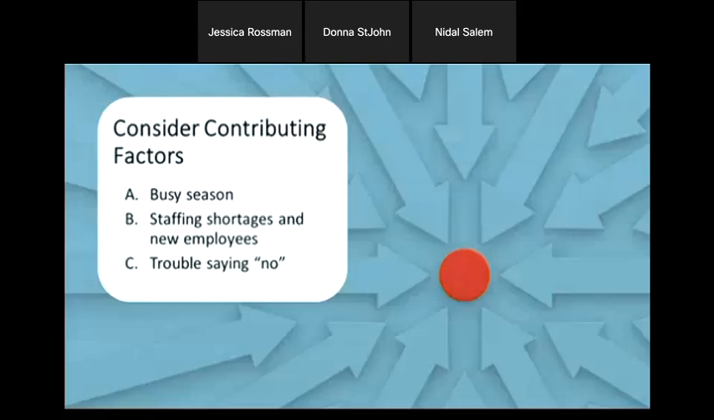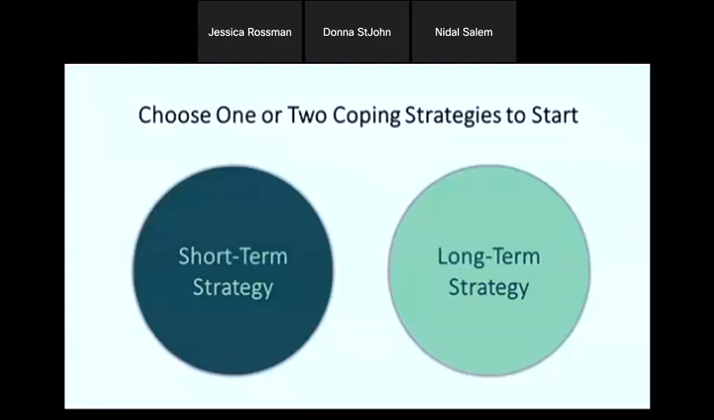Let's do this quick. First, identify the one main stressor in your life, and identify what the contributing factors are, and then recognize what's in your control, and then you can choose some healthy coping skills. I recommend you choose one or two. Don't try to do too many, and start with one that's short term and then one that's long term. So one that's going to give you immediate relief, and the other one that is going to help prevent it from happening again.